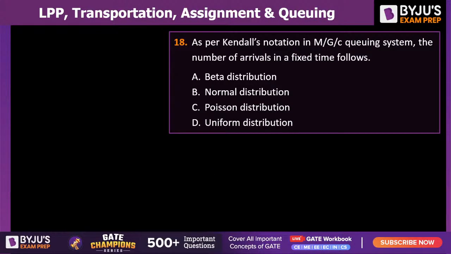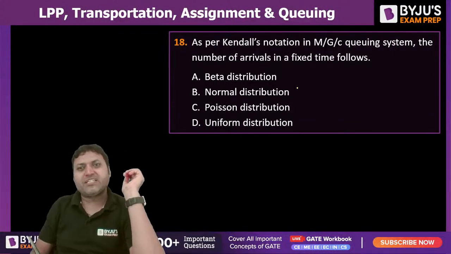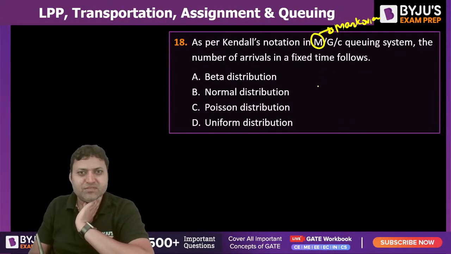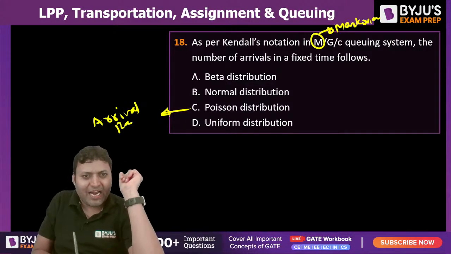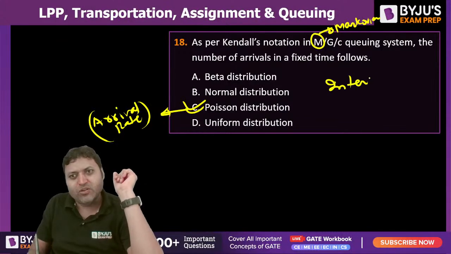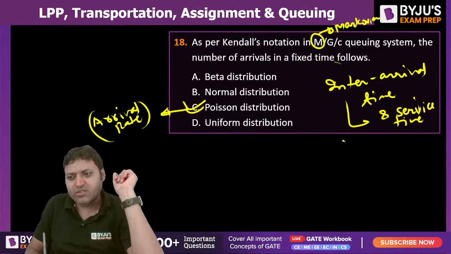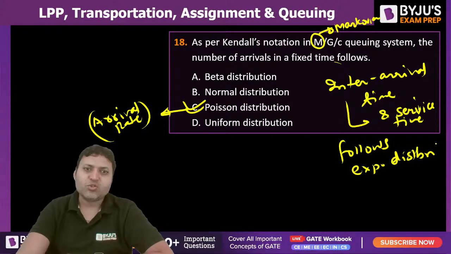Question number 18. As per Kendall notation in a Markovian queuing system, M stands for Markovian: the number of arrivals in a fixed time follows a Poisson distribution, the inter-arrival time follows an exponential distribution, and the service time follows an exponential distribution. Option C is the correct answer.